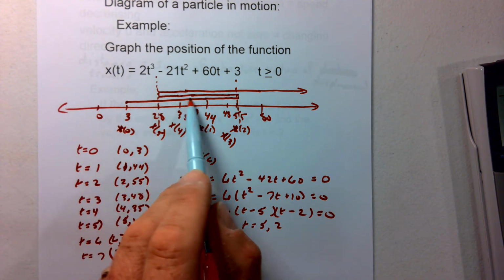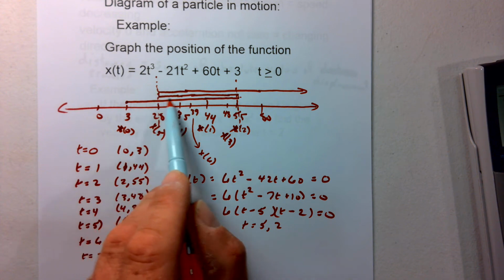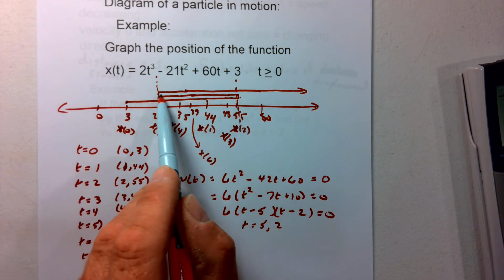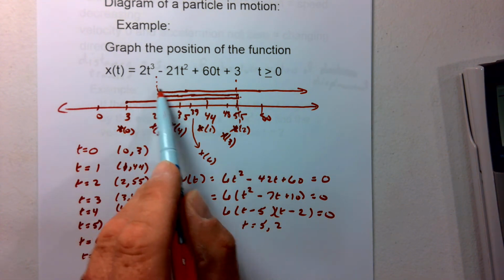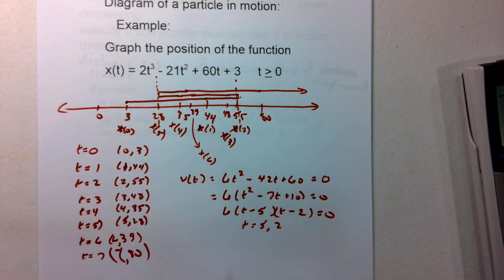So notice once we hit 0, we changed our position. So we went from left to right, and then at 5 we went from right to left, and then left to the right. So important points there. We see that when the velocity was equal to 0, our particle changed direction.